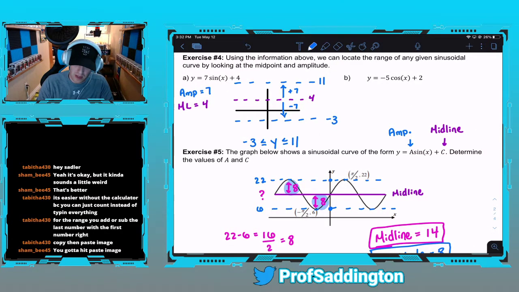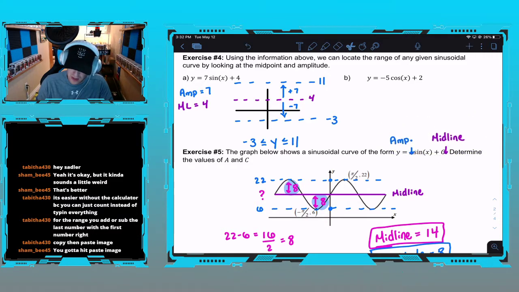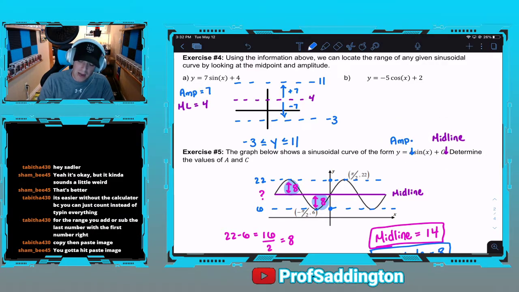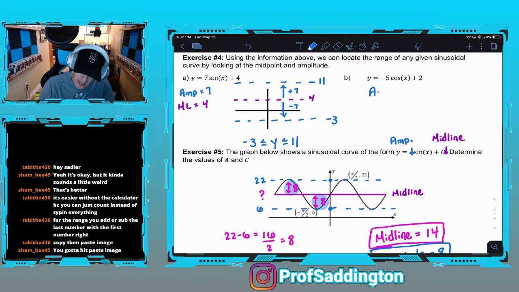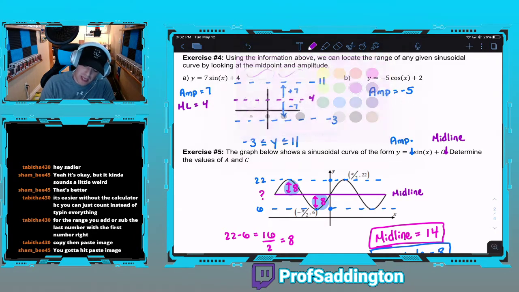I'll run through that last one too, just so you guys have it. I'm going to move that down a little bit. I'm going to do it without a graph this time. So I know, again, I should start off with this. My amplitude is negative 5. My midline is positive 2.